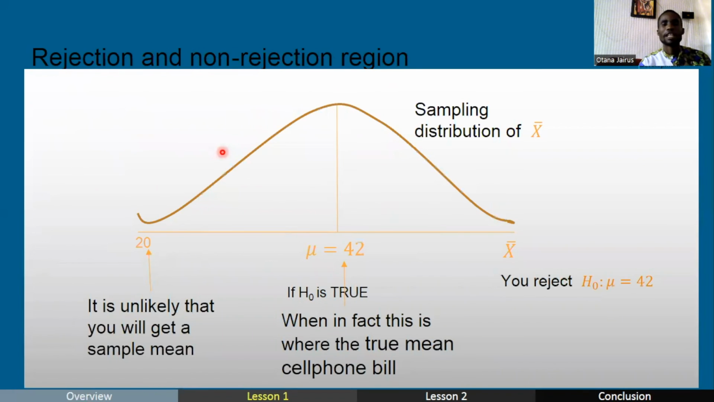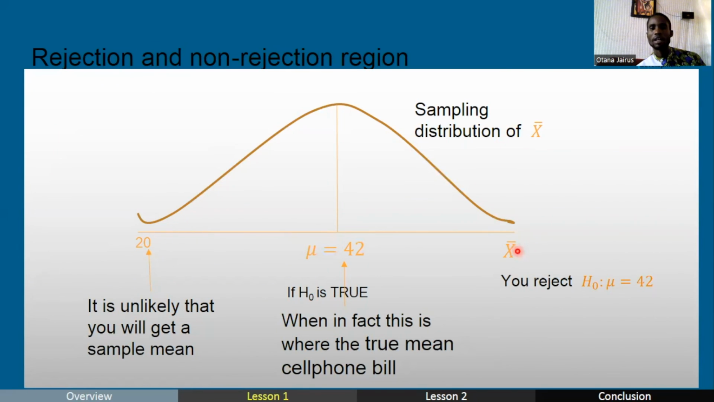So, the rejection and non-rejection region. Remember now that this one is our distribution, our sampling distribution of all the sample means, X bar. Now, this one was our claim that the mean is equal to 42. So, if the null hypothesis is true, remember, after we sample, we found out that the sample mean is 20. It is unlikely that you will get a sample mean of 20.